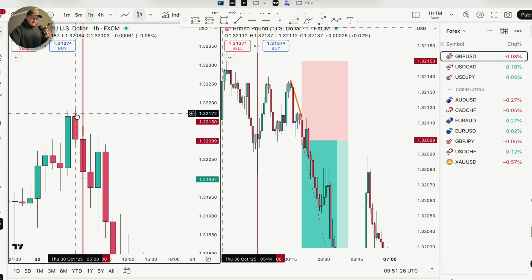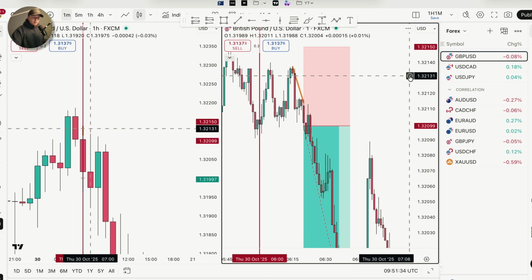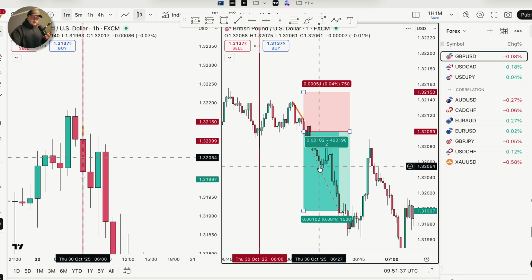We've also had an average size candle. It's not too big. It's a really nice size candle. We then break this low and price continues down for a 1 to 2.